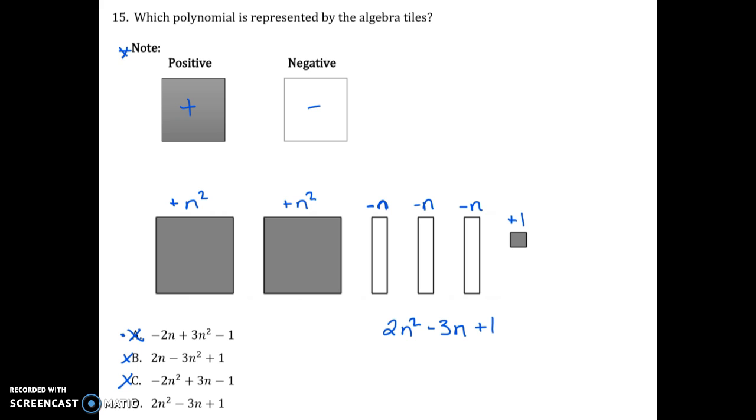So for D, we've got 2n squared minus 3n plus 1. Checks all the boxes we need. So the answer is D.